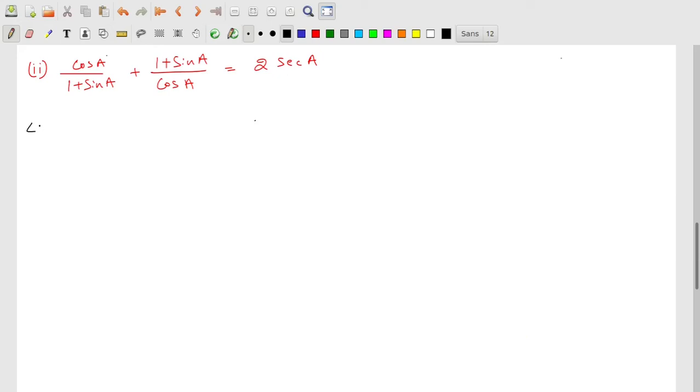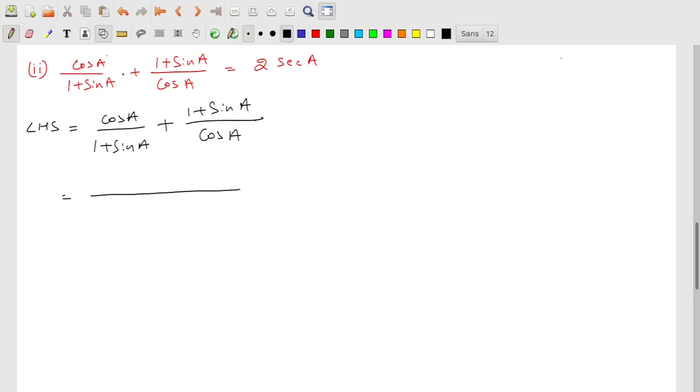So in the LHS we have cos A divided by 1 plus sin A plus 1 plus sin A divided by cos A. Now we need to prove this expression is equal to 2 secant A. So first thing, you need to consider these two terms as some fractions and then operate them just as fractions. So now here we know how to find the LCM of these two. Just find the product of these two, that will be your LCM here.